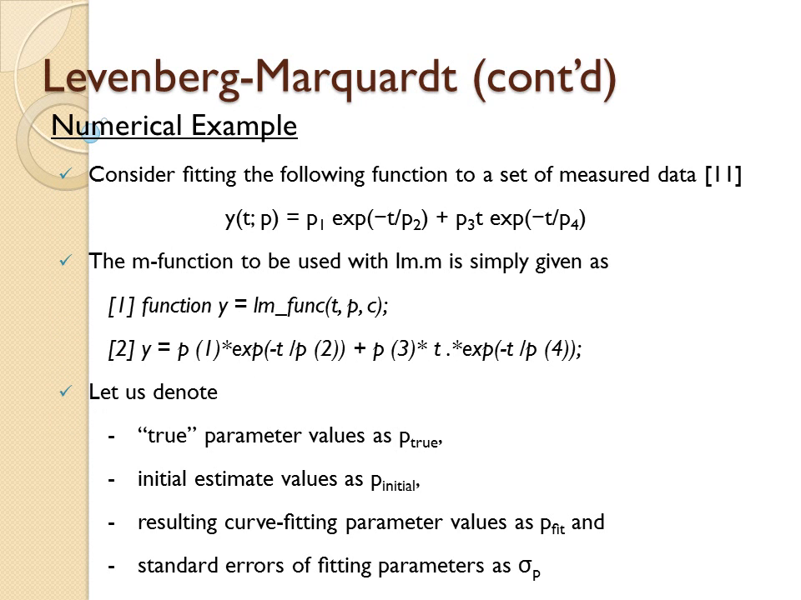Now, let's talk about a numerical example. Let's consider the following function: y(t, p) equals p1 exp(negative t over p2) plus p3 times t exp(negative t over p4). Now, let us denote true parameter values as p true, initial estimate values as p initial, resulting curve fitting parameter values as p fit, and standard errors of fitting parameters as sigma p.